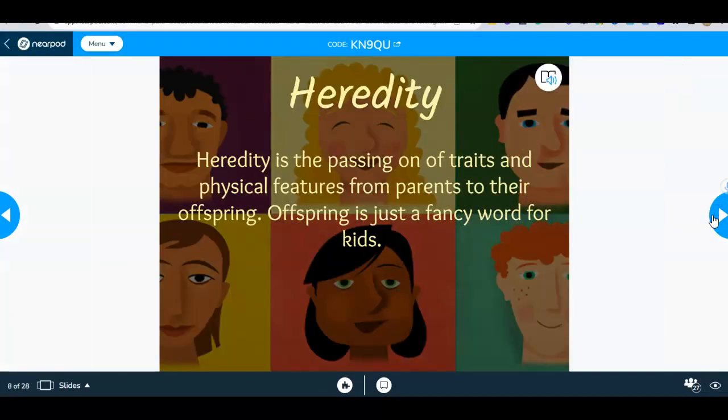So heredity. I don't know that I wrote that one. I did think I wrote that down. Heredity is the passing of traits and physical features from parents to their offspring. And then in that same sentence is another vocabulary word. That word is offspring, and that's just a fancy word for kids. You are the offspring of your parents. I am the offspring of my parents.